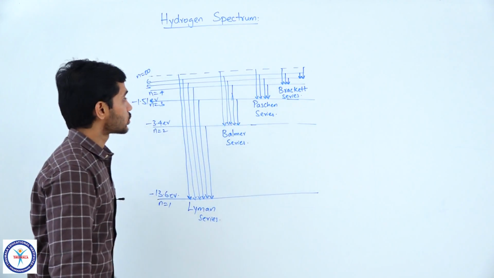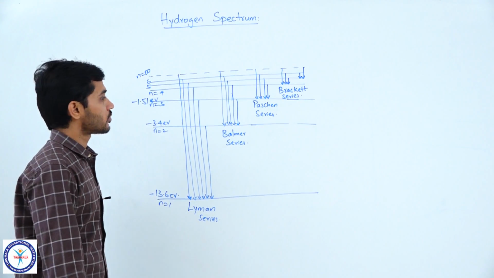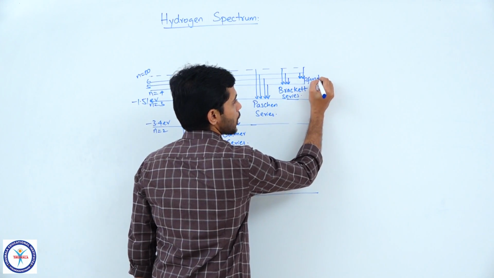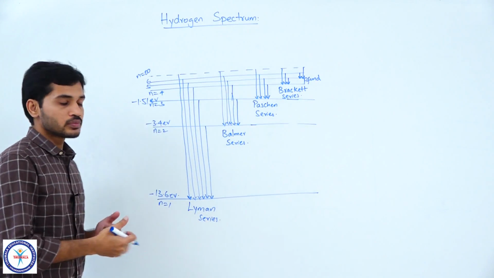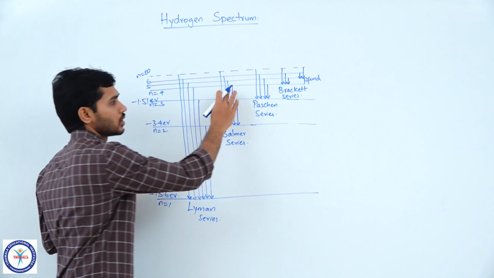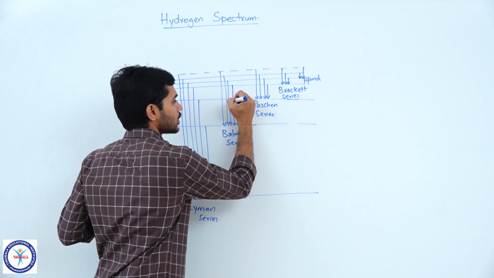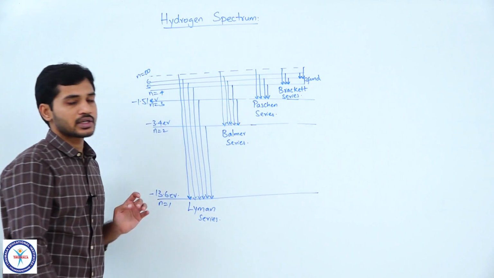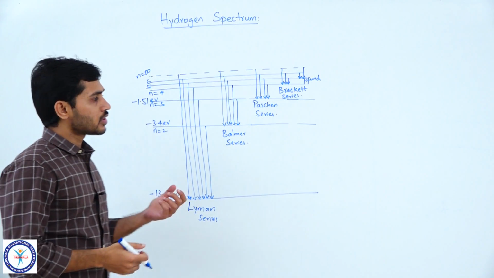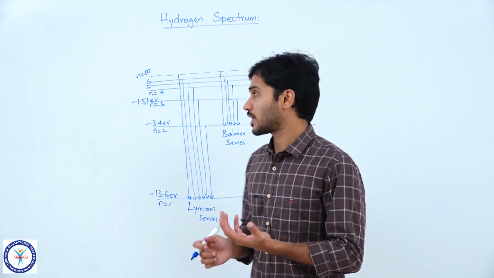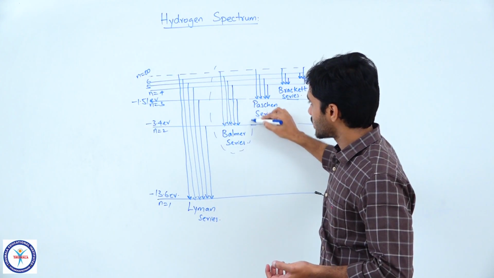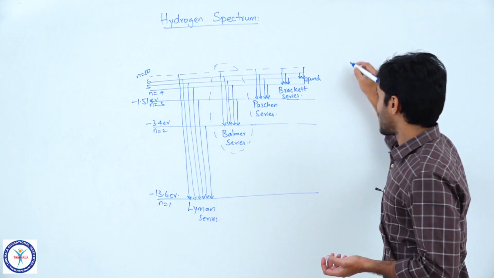So all the transitions to n is equal to 5 state from any higher level is called the Pfund series. Okay, so this is how we group them into different wavelengths. Now if I try to analyze these transitions and the wavelengths released during those transitions, here we can observe one important thing. Let me consider one series here. Let us consider this Balmer series first.